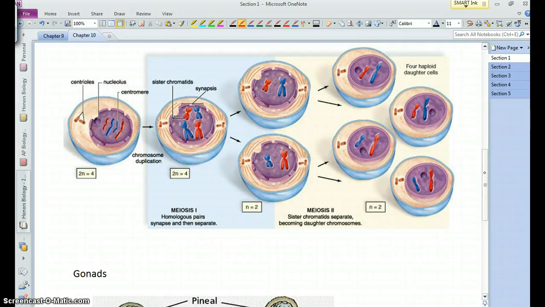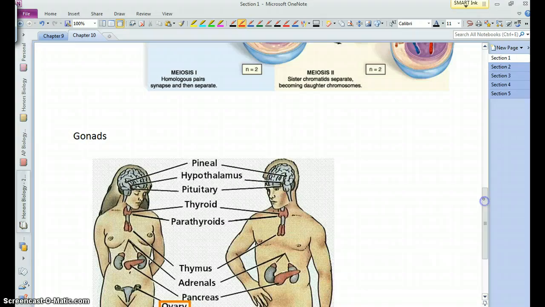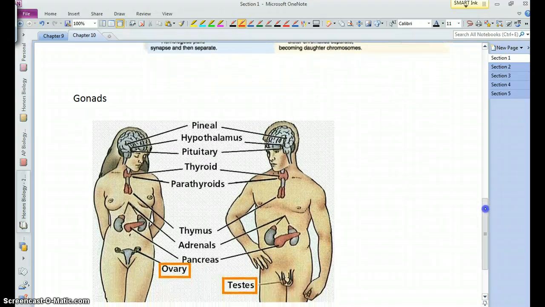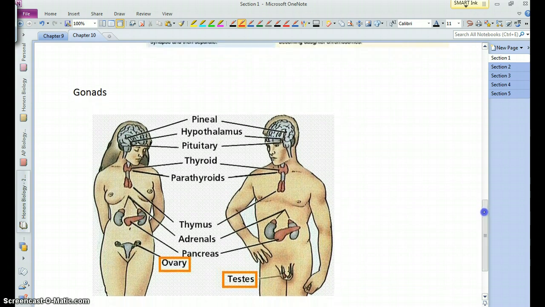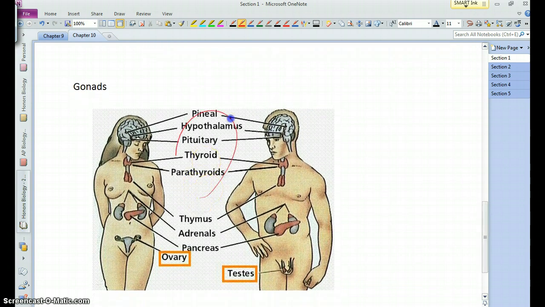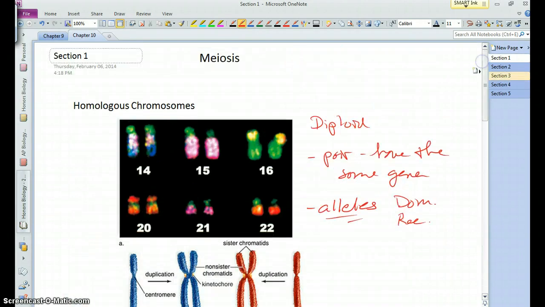This process of meiosis is happening in a specific spot in your body, basically in the gonads, or the reproductive organs, the ovaries in females and the testes in males. And you notice all this other stuff on this diagram, which we don't need to concern ourselves with, but this diagram is showing all of the glands in your body, or the vast majority of them, and essentially your reproductive organs are glands as well, which means they basically produce hormones.